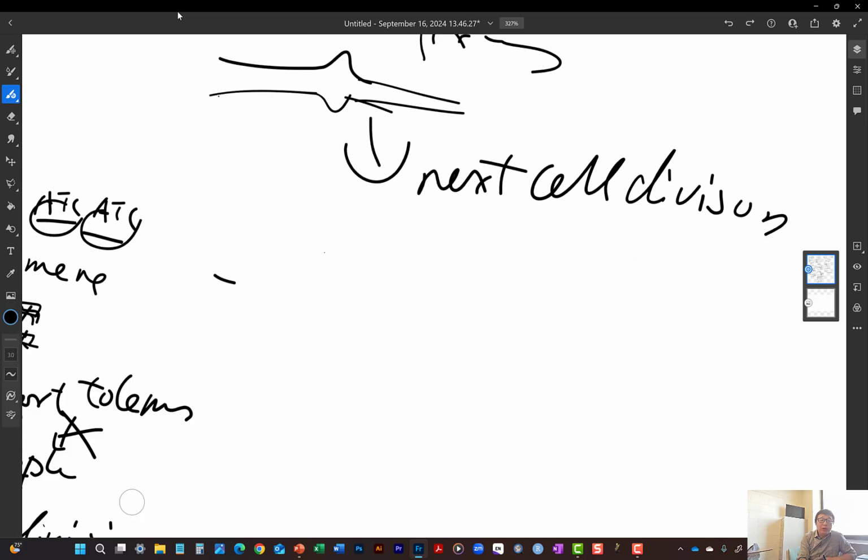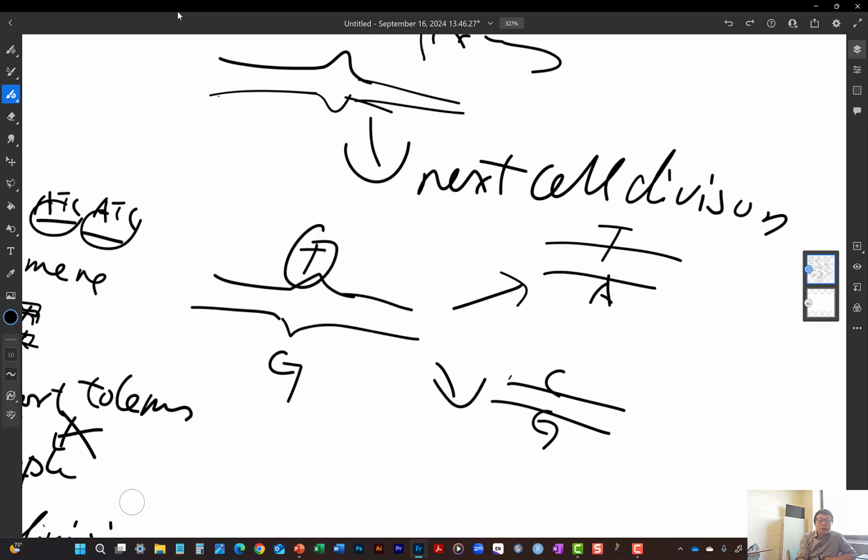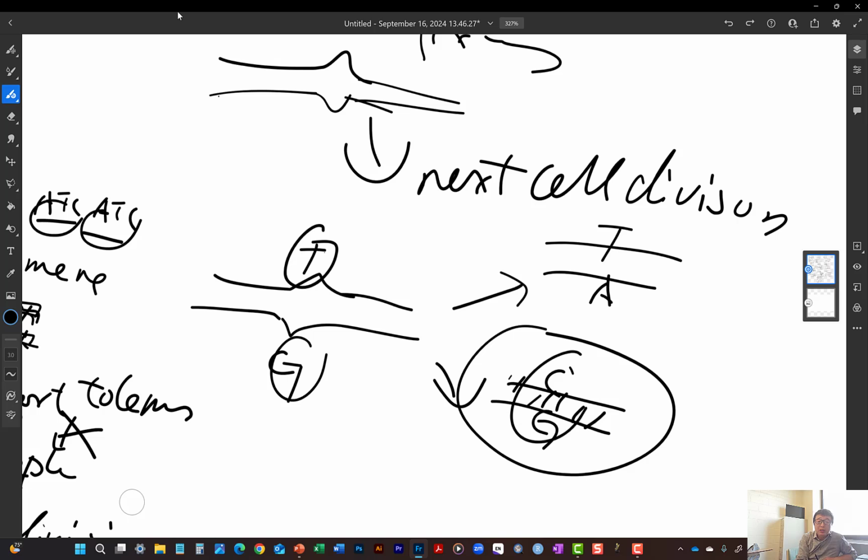For example, here we have a mismatch. It's a T, it's a G. If you go to the next round of cell division, it's T with A, and C with G. Suppose the T is the original good sequence and G is the mutation. In the next round of cell division, it is a perfect match. There's no way any DNA repair system can find out this is a mismatch, this is wrong, and this will stay in the cell forever, and this becomes a mutation.